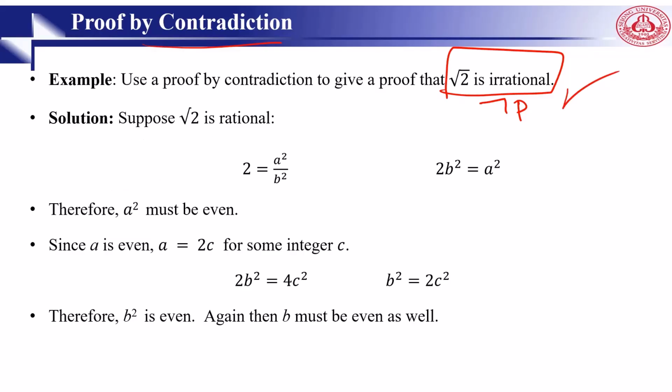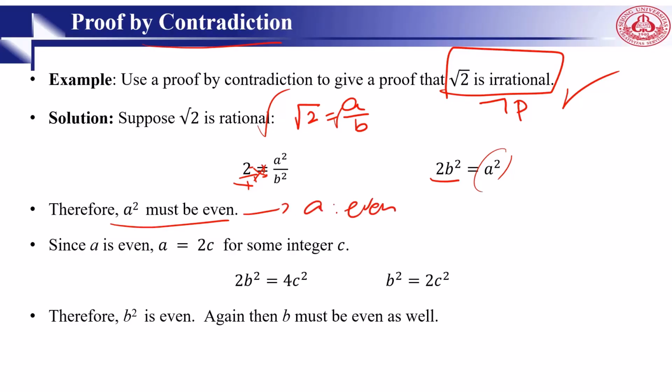So when we say it like this, it means root 2 can be written as a divided by b. In this case, 2 equals a squared divided by b squared. And if you just multiply, it means 2b squared equals a squared. Therefore, a squared must be even. If a squared is even, then based on the previous slides, a should also be even, right? And since a is even, we should write it as 2c or 2k, or anything, right?